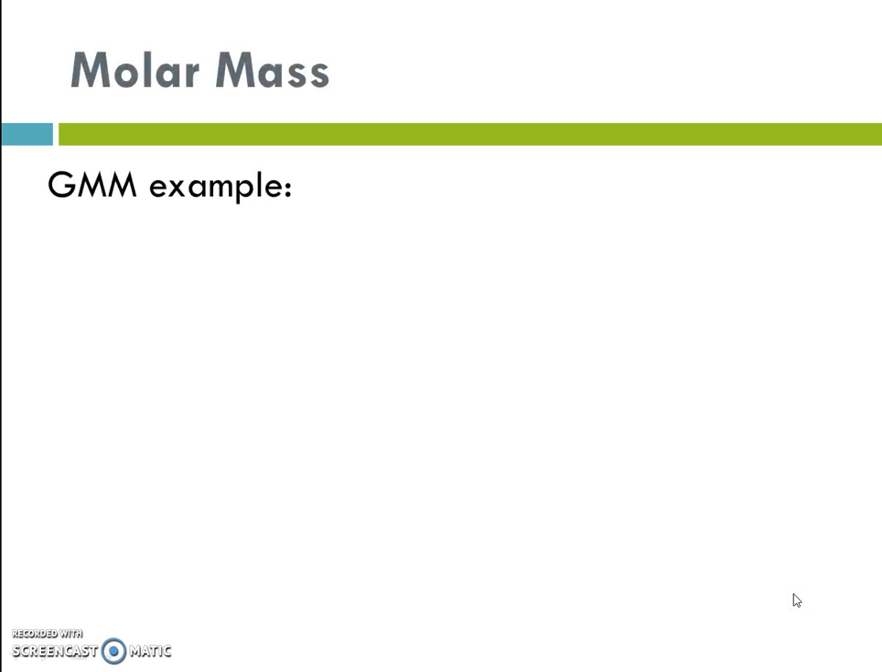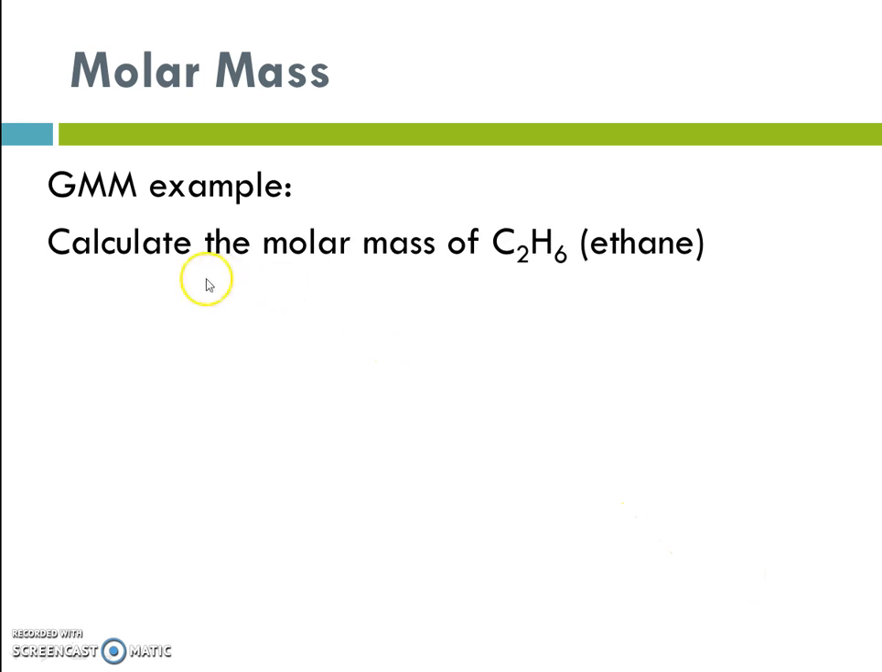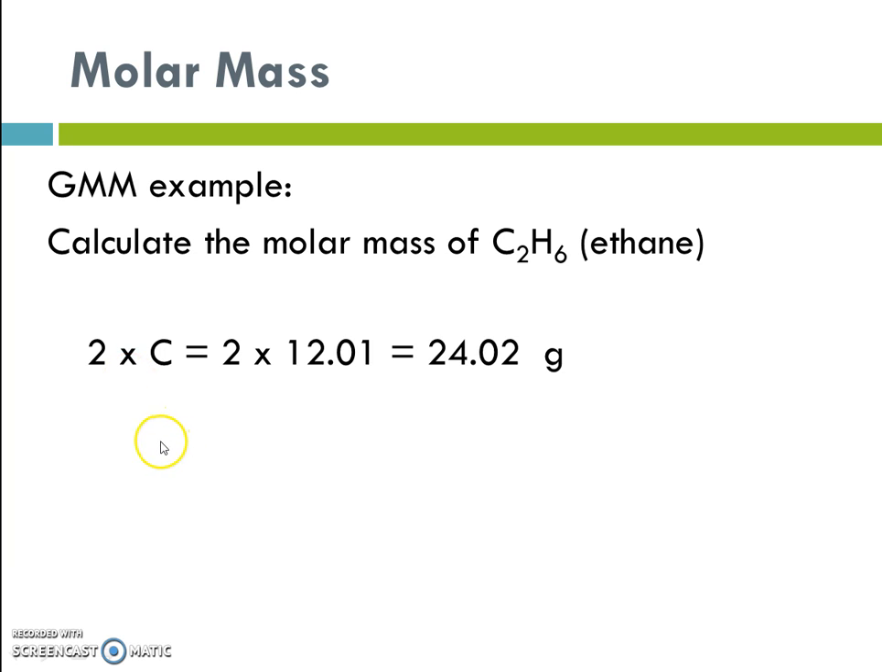So the first example is going to be specifically calculating molar mass, and we're going to calculate for a molecular substance, ethane. Calculate the molar mass of C2H6, which, as I said, is ethane. So first you'll pull out your handy periodic table, and you'll look up carbon, remembering that you have to round it to the hundredths place. We always round from the periodic table to the hundredths place. So in this case, 2 times carbon is going to be 2 times 12.01, that comes out to 24.02 grams.